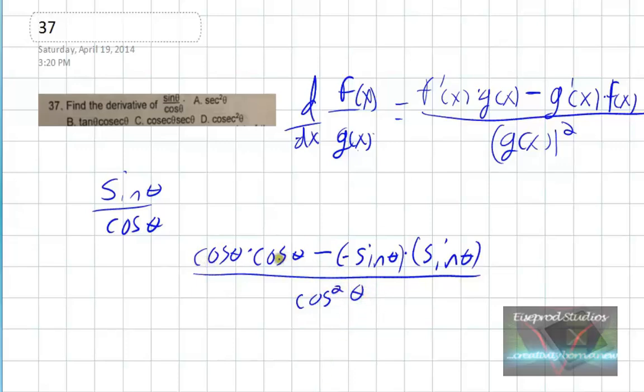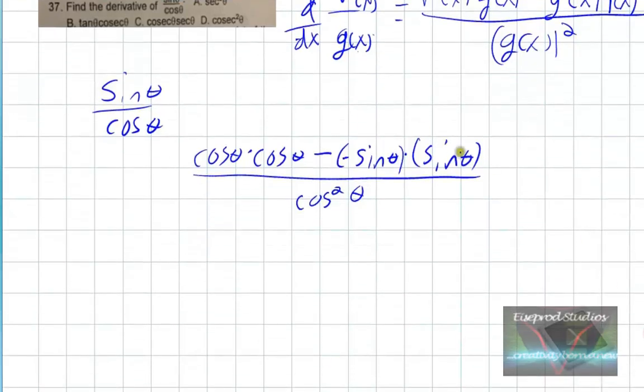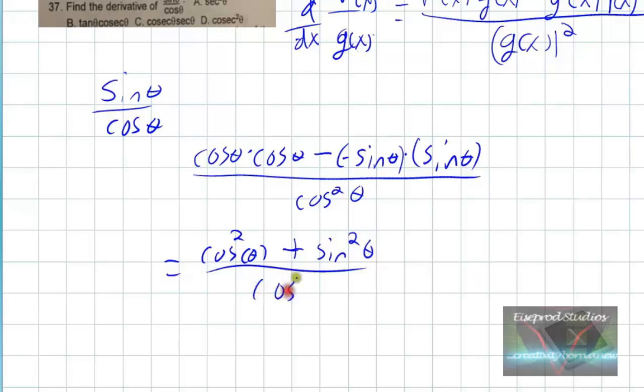So cosine times cosine is cosine squared. So I'll write below it. So here we have cosine of theta squared minus, so sine of theta times sine of theta will be sine squared theta, but you'll notice that we have a negative. So the two negatives will become positive, so now we have sine squared theta over cosine squared theta.